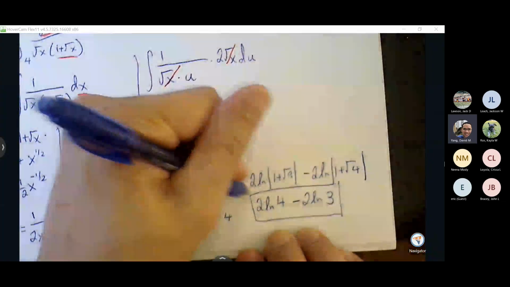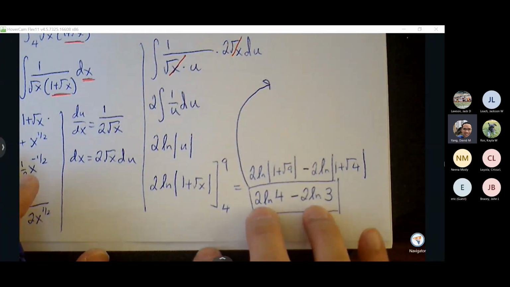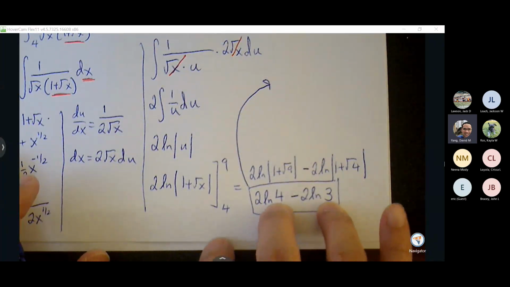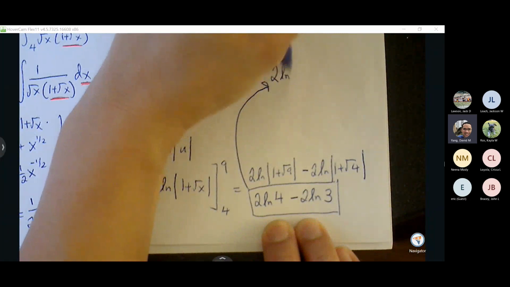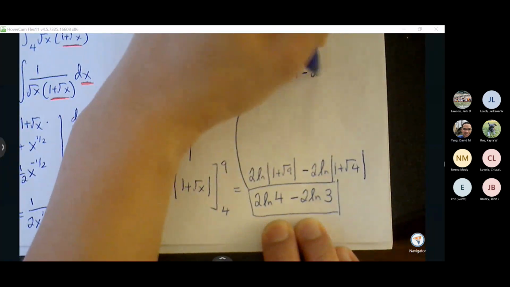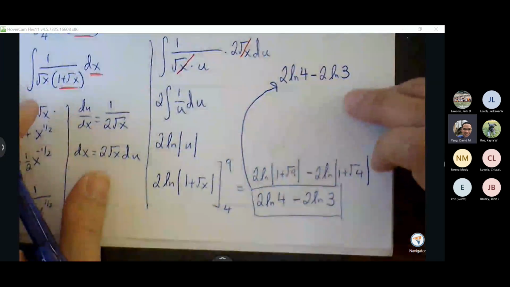Let me just show you different variations of this. You definitely leave your answer like this. We definitely want to make sure we don't say natural log of 4 minus natural log of 3 is natural log of 1, right? These are not like terms, but we can do this. I just want to show you for multiple choice purposes on the AP exam.